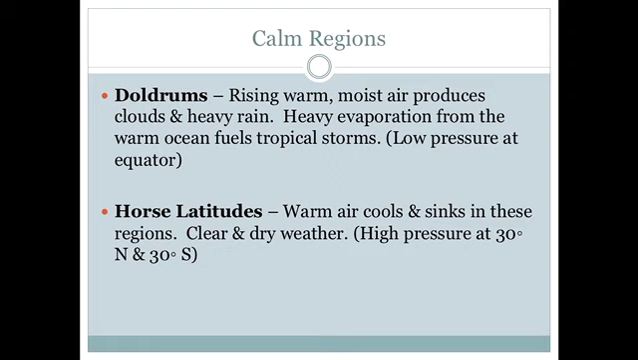Doldrums are rising, warm, moist air that produces clouds and heavy rain. Heavy evaporation from the warm ocean fuels tropical storms. Low pressure at the equator. So, doldrums are located at the equator. So why do you think there is heavy evaporation that takes place here?